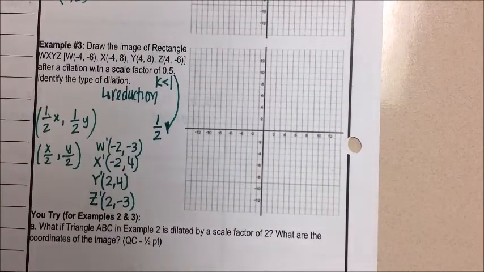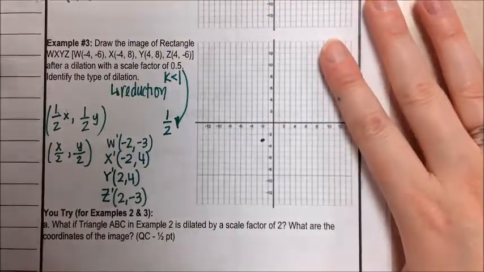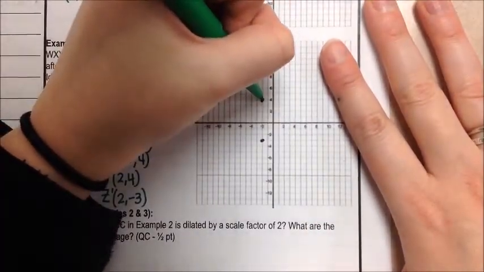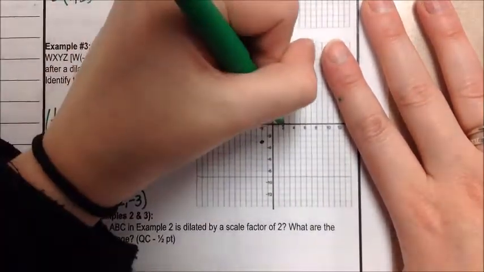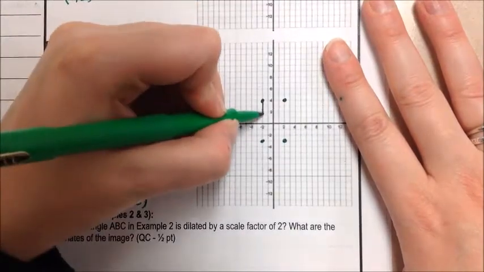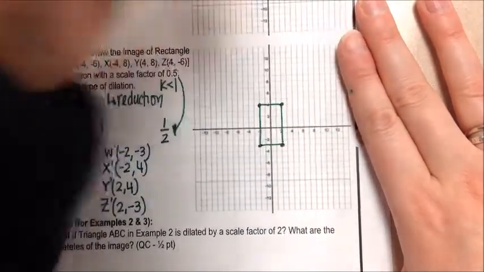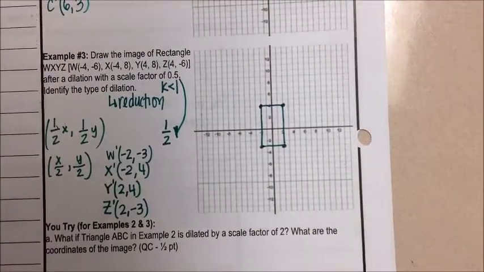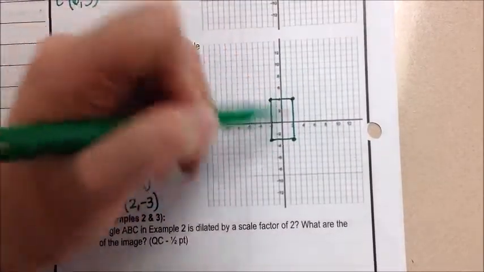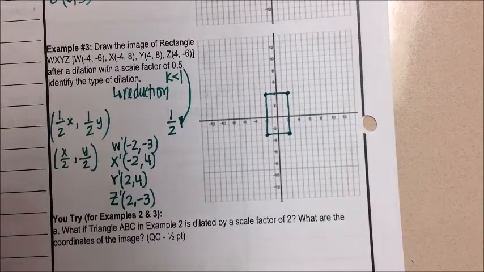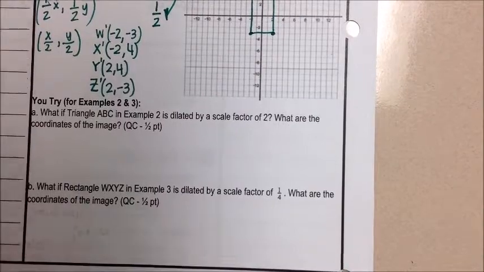Okay, so there's my points: -2, -3; -2, 4; 2, 4; and 2, -3. So there's my rectangle. And if it says it's a rectangle and you end up with something funky that does not look like a rectangle, go back and figure out where you went wrong. If there's a point all the way out here and all your other points are down here, you obviously did something wrong. Okay, go ahead and do A and B.